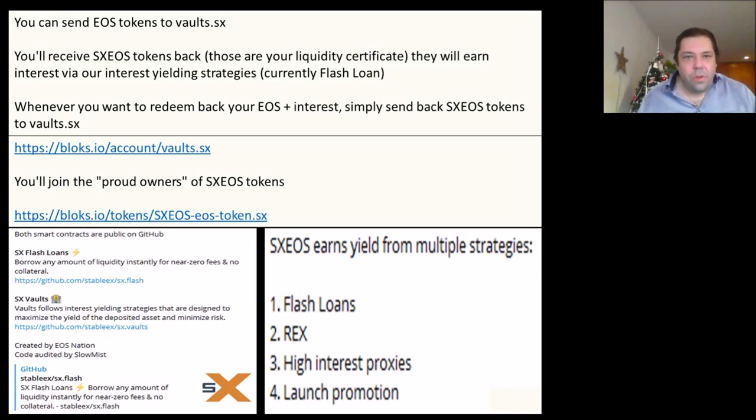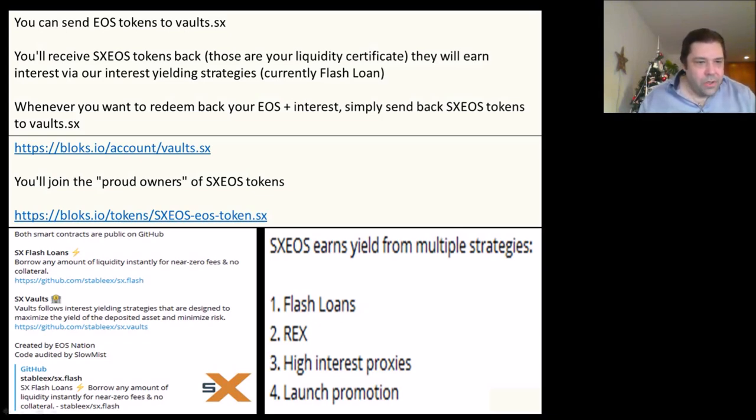You send your EOS token to the vault.sx smart contract. Then you will receive your SX EOS token back. That's like a liquidity certificate. They will earn interest via the interest yielding strategies implemented by EOS Nation. Currently, for example, the flash loan. Whenever you want to redeem your EOS plus interest, you simply send the SX EOS tokens back to the vault. When you send your EOS token to the vaults, you become part of the SX EOS token holders with the EOS account that you have.